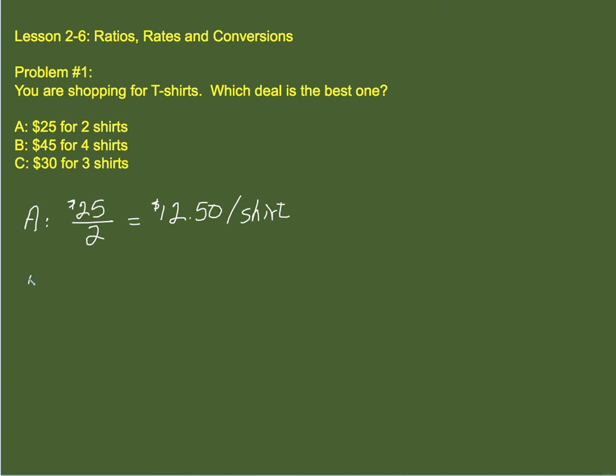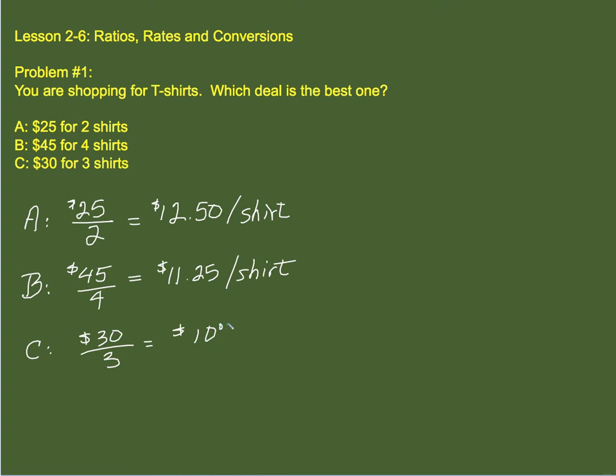That's the unit rate. In store B, we get 4 shirts for $45. So the unit rate is $45 for 4 shirts. That's $11.25 per shirt. And then at store C, we get 3 shirts for $30. So that's $30 for 3 shirts. That's $10 per shirt. So clearly, store C has the best deal, and we used unit rates to figure that out.